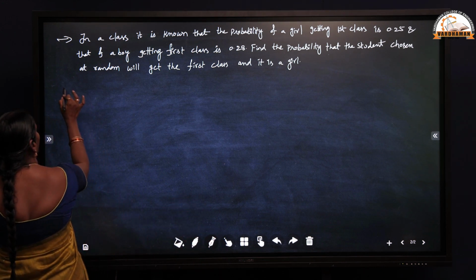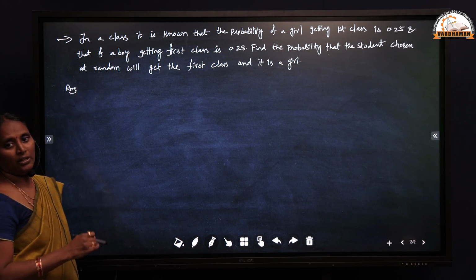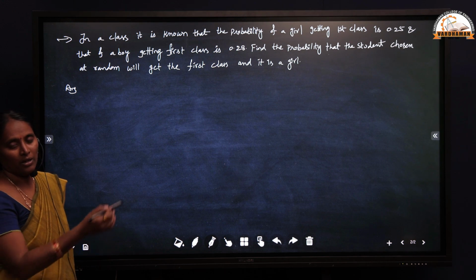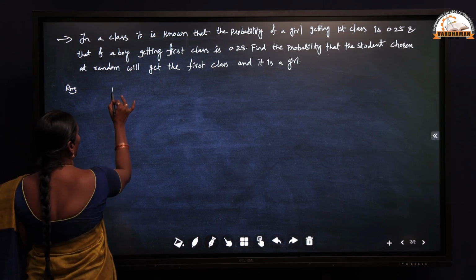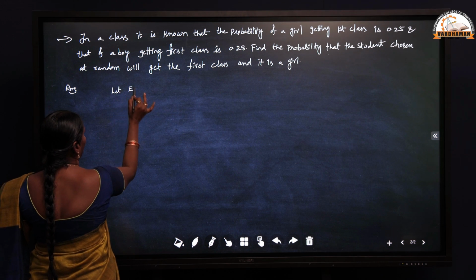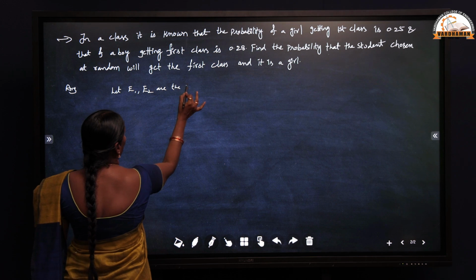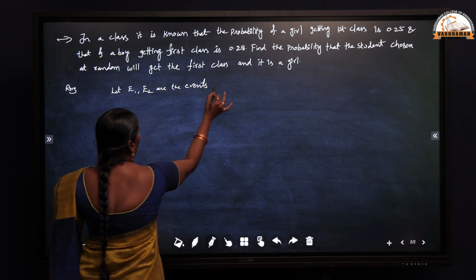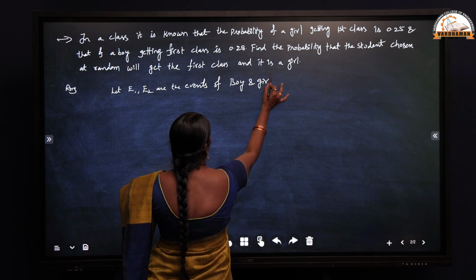In what we discussed here, whatever the events, E1, E2 and so on, En, are n events. Now in the given problem you have 2 events. So those 2 events we are going to define as E1 and E2. Let E1 and E2 be the events of boy and girl. This is what we are going to define.